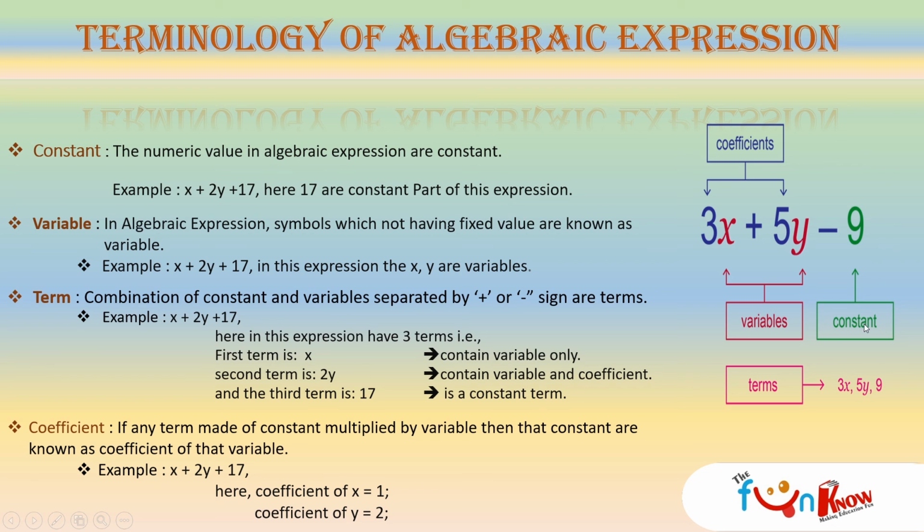It is a constant. The whole terms, if you can see, 3x is a term, 5y is a term, and 9 is another term. These three terms are included in one expression. This whole will be known as an algebraic expression, which includes operators, variables, coefficients and constants. Okay?